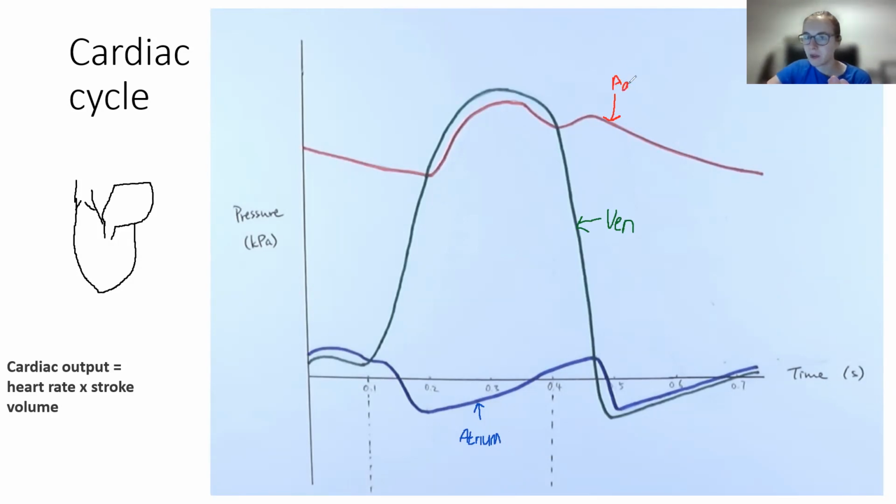So it's important to understand that when something contracts, so either the atrium or the ventricle, you'll decrease the volume inside, so you're increasing the pressure. And that's what we're measuring on this graph here.